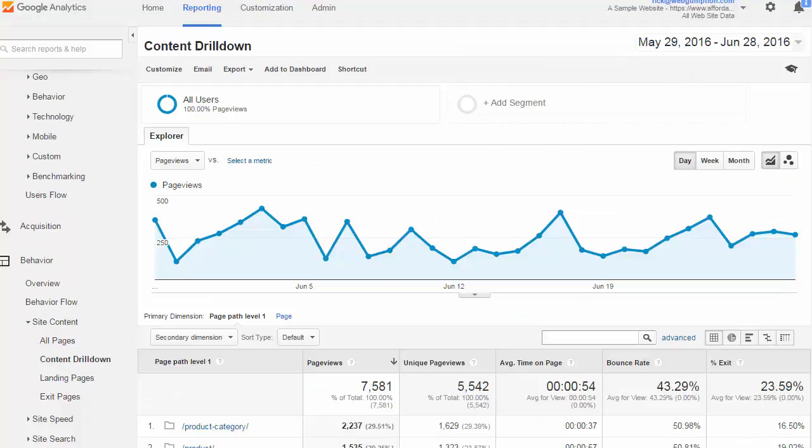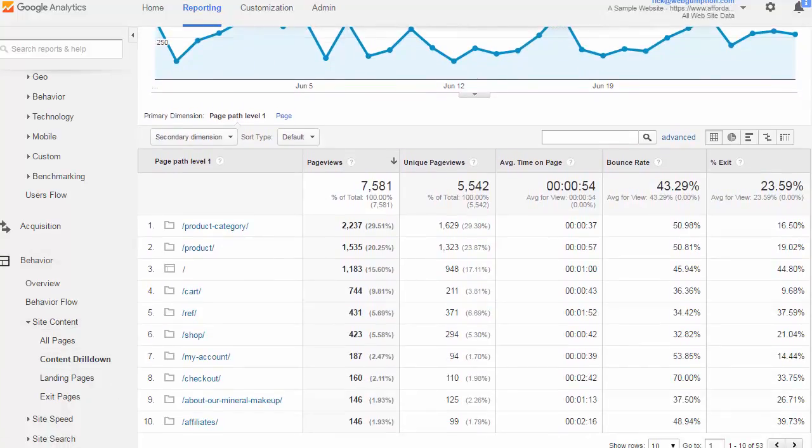Content Drill Down Report. The Content Drill Down Report gives us a view of our website by section. To access this report, we want to go to Behavior, Site Content, and Content Drill Down. So the goal of the Content Drill Down Report is to really assign value and give stats on specific sections of your website. And by sections, that's basically broken down into subfolders.